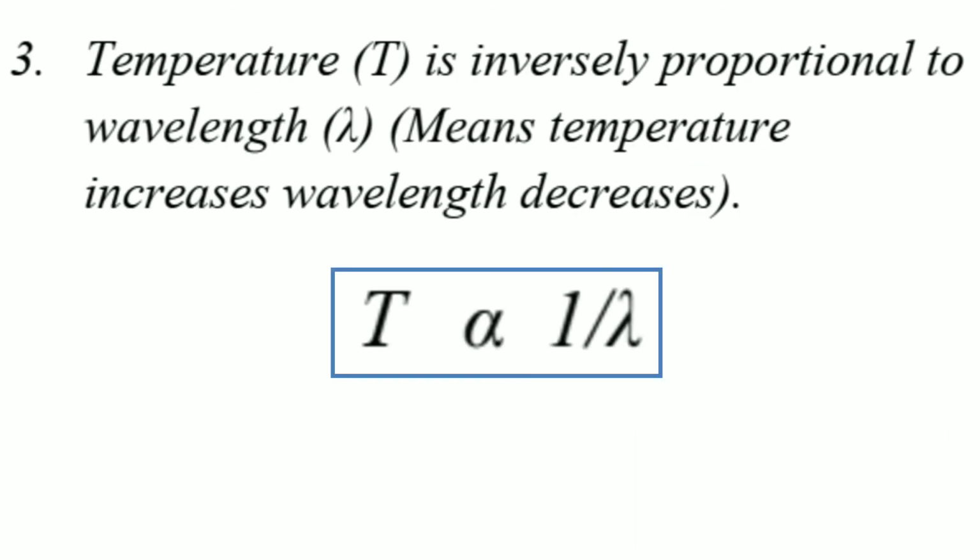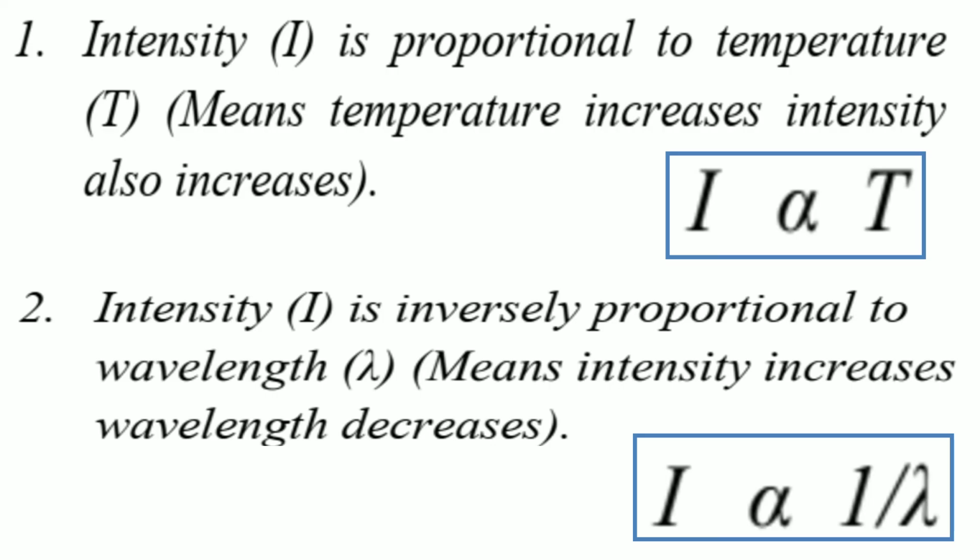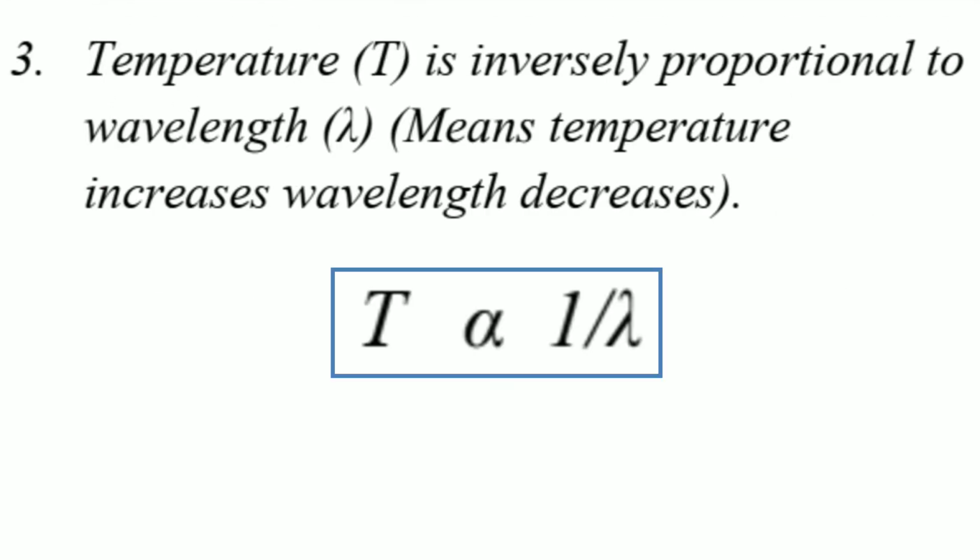Now what is the third conclusion? The temperature is inversely proportional to the wavelength, that means as temperature increases, wavelength decreases. At 3000 Kelvin the wavelength is high, but at 7000 Kelvin, which is higher than 3000 Kelvin, the wavelength is smaller. So as the temperature progressively increases, the wavelength value decreases. These are the conclusions of black body radiation.